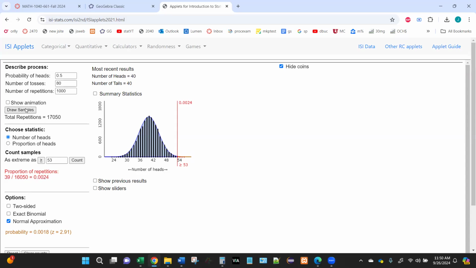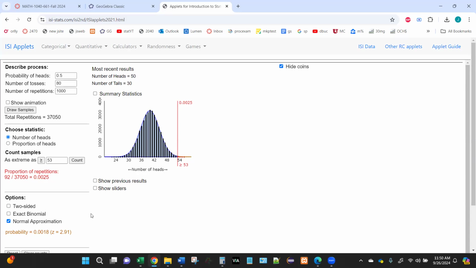So let's do this a few more times. Now we're up to about 32,000 simulations, and if you look at that p-value, it's 0.003, which is actually quite close to 0.002. So it's not the same, but it's telling us the same thing, that we should reject the null.